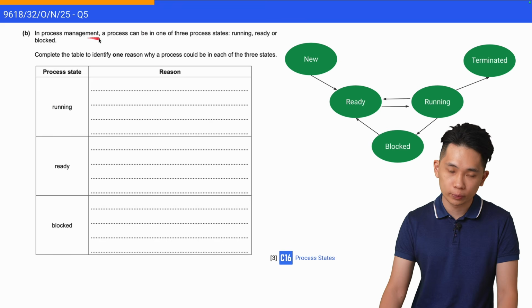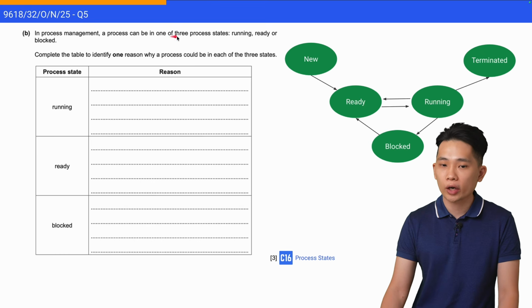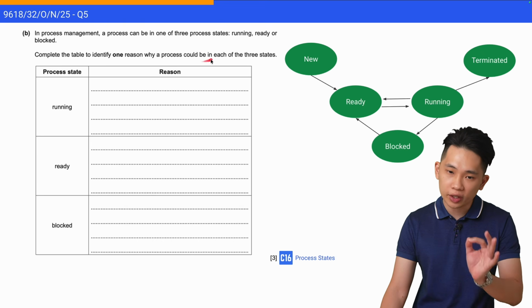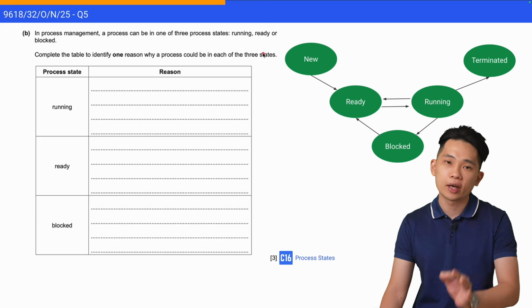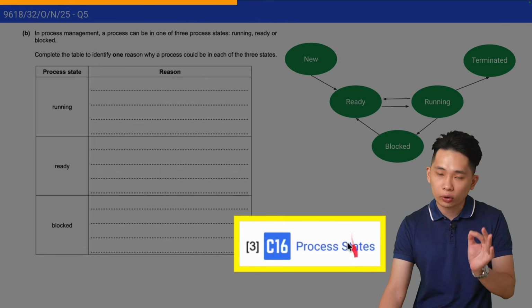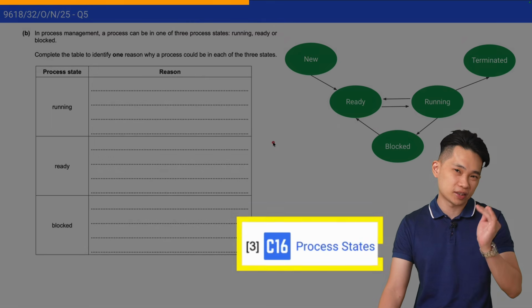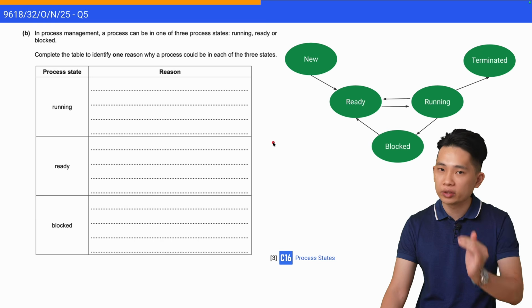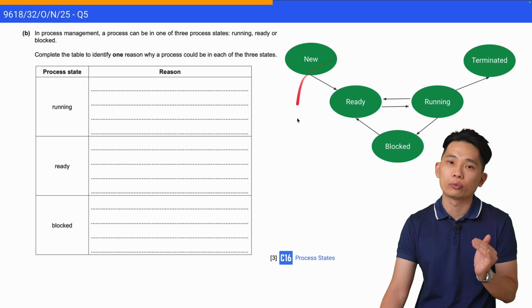In process management, a process can be in one of 3 process states: running, ready, or blocked. Complete the table to identify one reason why a process could be in each of the 3 states. This question is from the process states topic from chapter 16, and make sure you remember the diagram I drew for you on the right here.